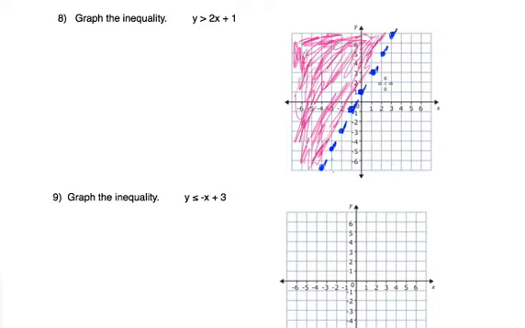So just to double check, let's choose a point here. When x is 4 and y is 1, then is 1 greater than 2 times 4 plus 1? That's clearly not true. If y is 1 and x is 4, 2 times 4 is 8 plus 1 is 9. 1 is not greater than 9. However, if we choose a point here, when x is negative 4 and y is 2, then is 2 greater than 2 times negative 4 plus 1? 2 times negative 4 is negative 8 plus 1 is negative 7. That is true. So the true statement came from the shaded area, and the false statement came from the unshaded area. This is the graph of our line.